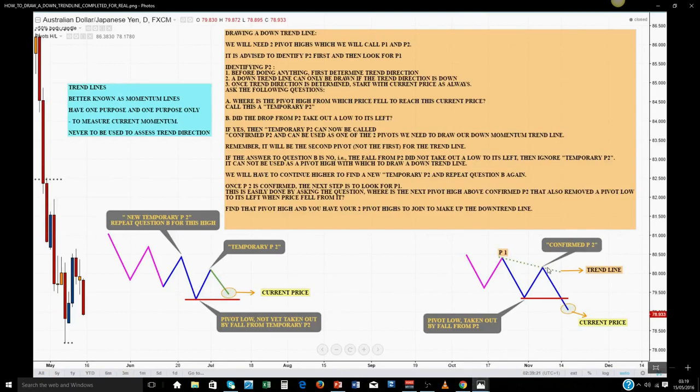You must look above this confirmed P2 to get a P1, which can be a pivot high that's taken out a pivot low to the bottom and left of it. Or if it's a case where it's made a high and it's beginning to fall from that high, making lower highs and lower lows, then you can join a downtrend line. Okay, so that's for drawing a downtrend line.